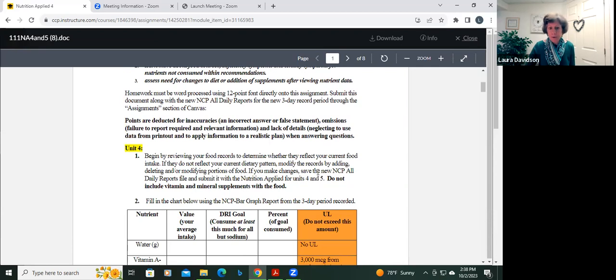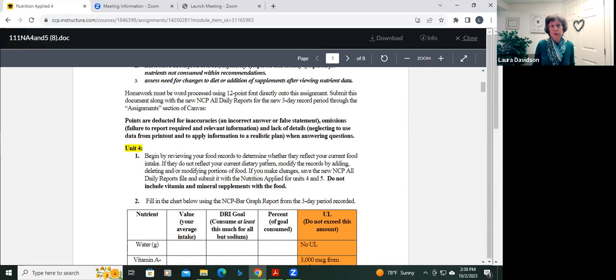Now, the very first step asks you if you've changed your diet significantly, or if you've discovered that your records were not kept very well and they don't reflect your dietary pattern. Now's the time to make some changes. So you can go back to those 3 days.